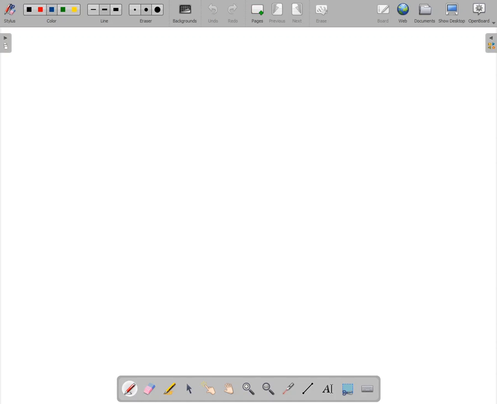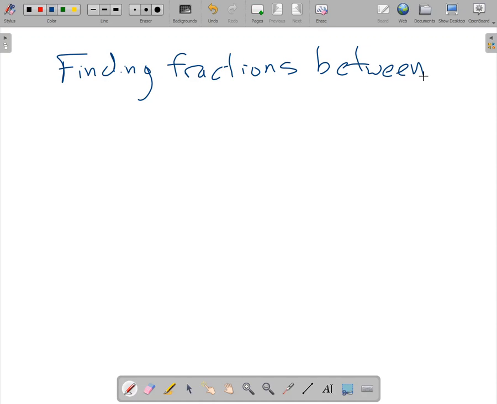So we're doing a review of fractions, and we are going to start with finding fractions between other fractions. And for fun, I'm going to pick, how about 1/9 and 1/8.